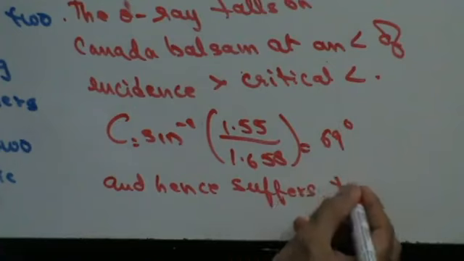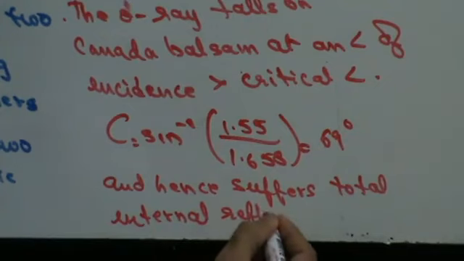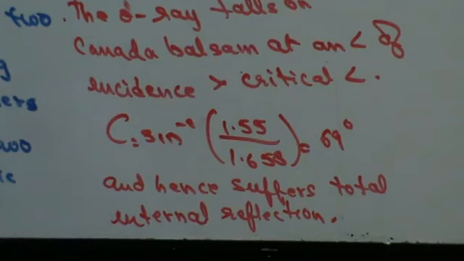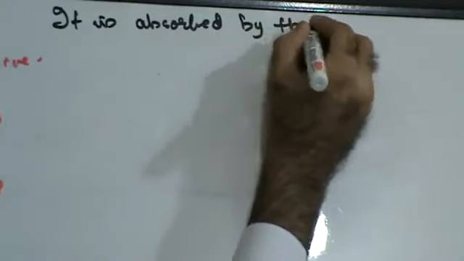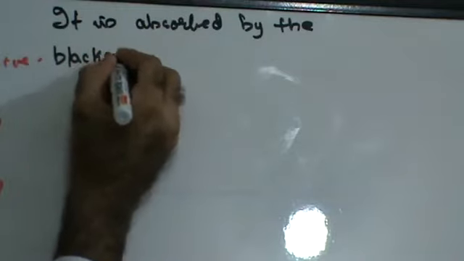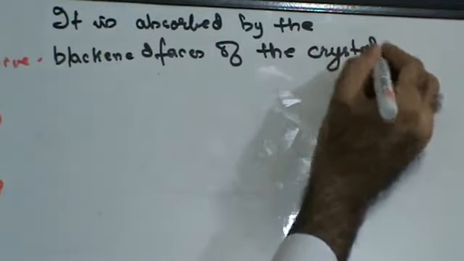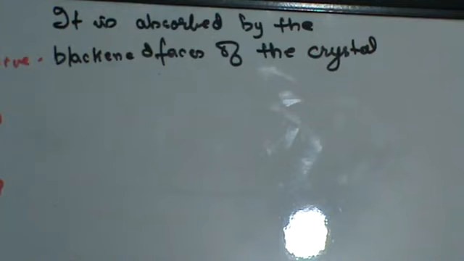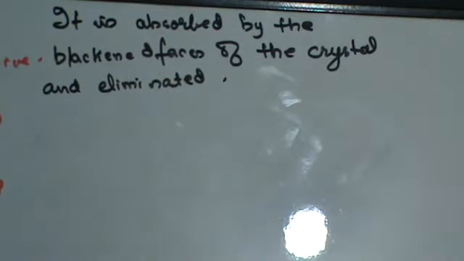And greater than the critical angle, which is 69 degrees, and hence it suffers total internal reflection. Right? The ray of light suffers total internal reflection. It is absorbed by the blackened faces of the crystal. Right? So the ordinary ray is out.